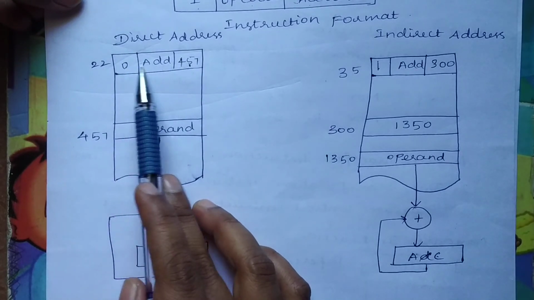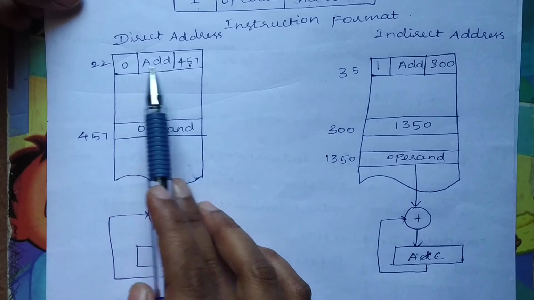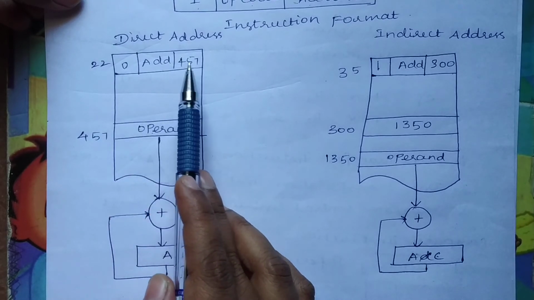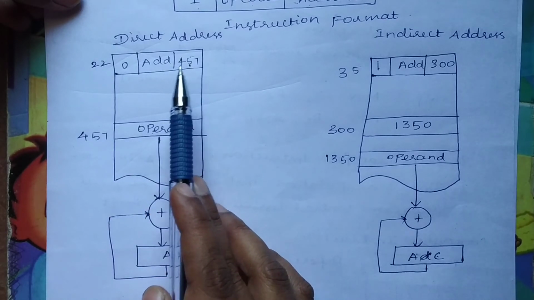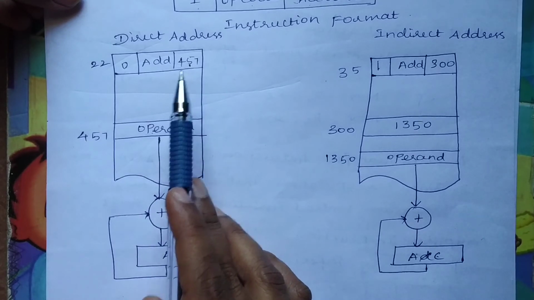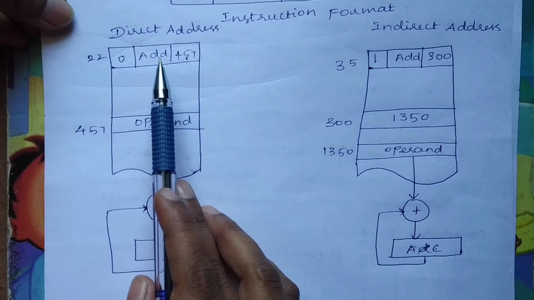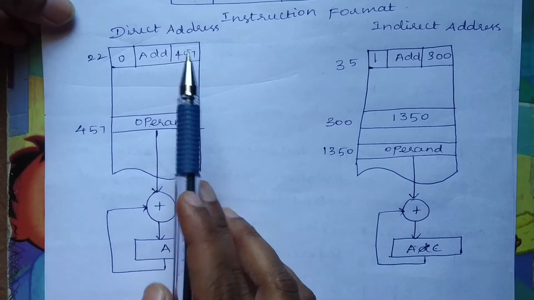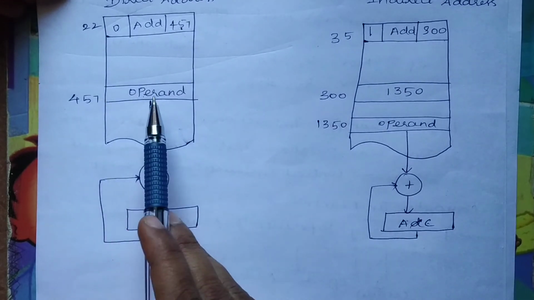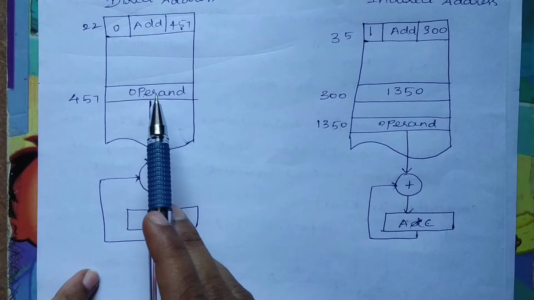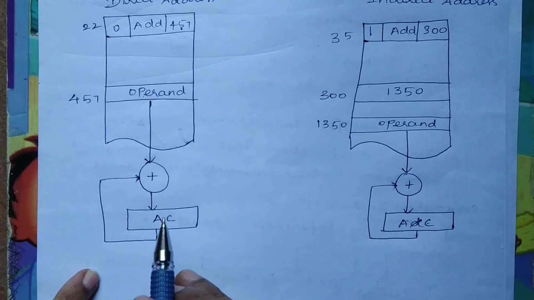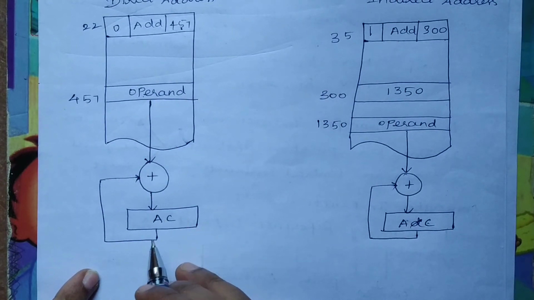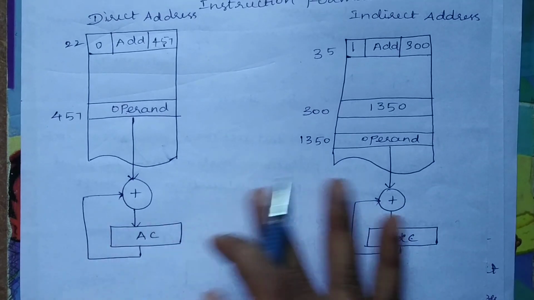There will be one instruction stored in this location 22, for your understanding. I am just giving this location in decimal format, but it should be represented in binary format. Here it is an add instruction, and whatever address we get in the address part of the instruction, if you search that particular location, you will get the operand, and that operand will be added with the accumulator, and again the result will be stored in the accumulator. This is what direct address is.